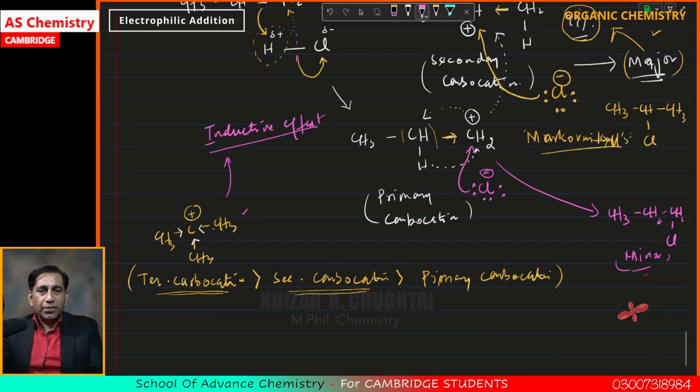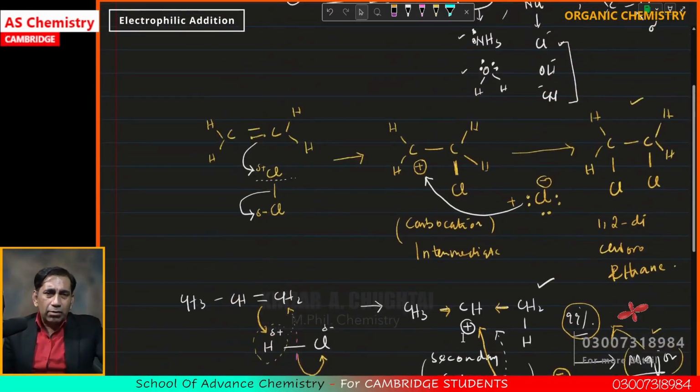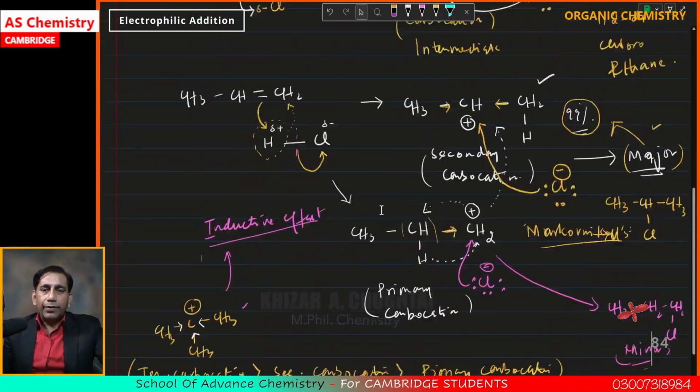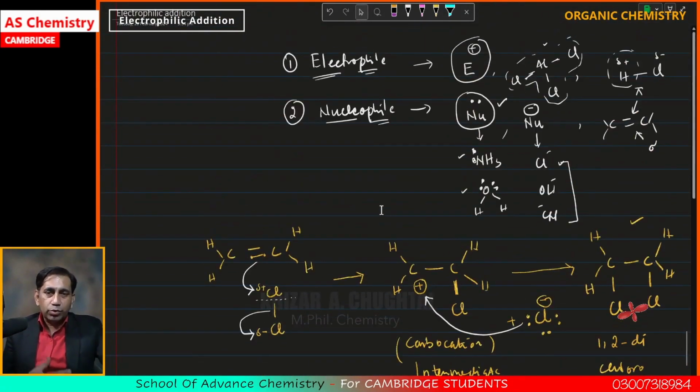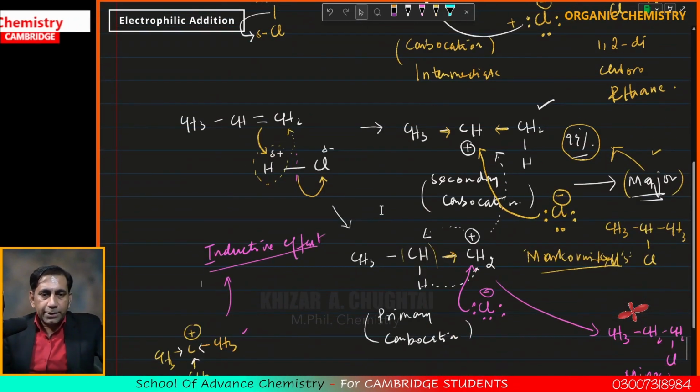Because of the positive inductive effect, if there are more CH3 groups surrounding the carbon atom, they compensate the deficiency of electrons on that carbon. This is the basic general mechanism of electrophilic addition. Whenever they are asking to write the electrophilic addition, you will repeat all these steps. Got it?